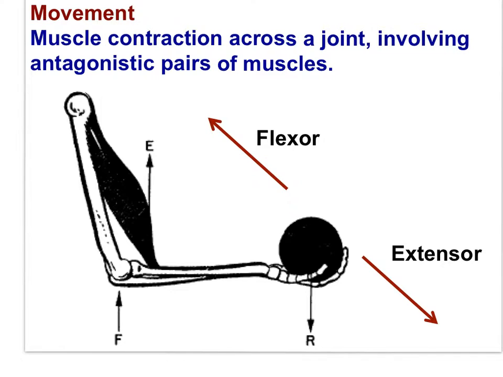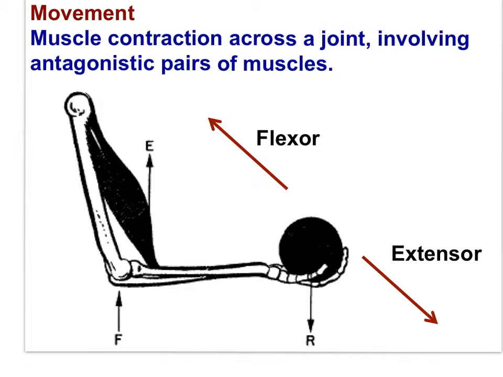Now I'm transitioning to look at muscle contraction across a joint involving antagonistic pairs of muscles. Now you can easily see how the biceps would contract, shorten, to bring the forearm up, lift this ball up. The biceps is the flexor muscle as it brings the forearm in toward the body. Fine, but how does the forearm come down? How does it extend? Does gravity play a role?